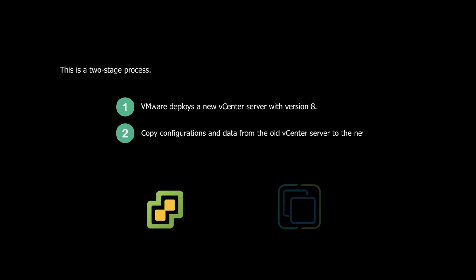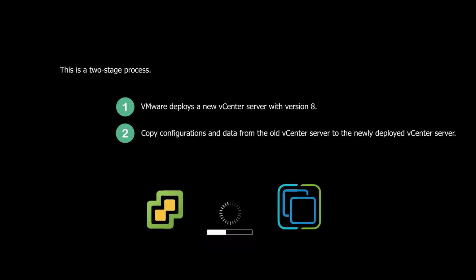This is a two-stage process. In Stage 1, VMware deploys a new vCenter Server with version 8. In the second stage, copy configurations and data from the old vCenter Server to the newly deployed vCenter Server.